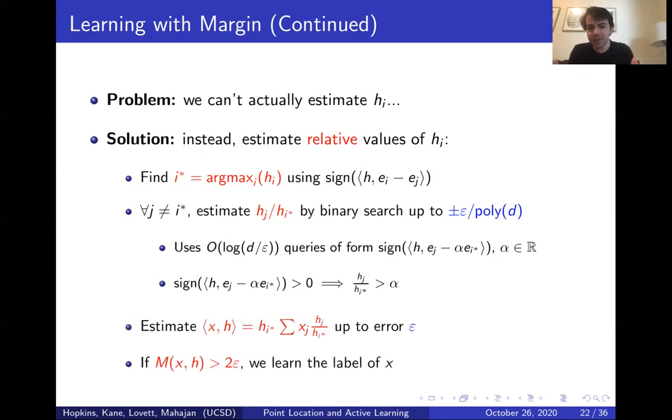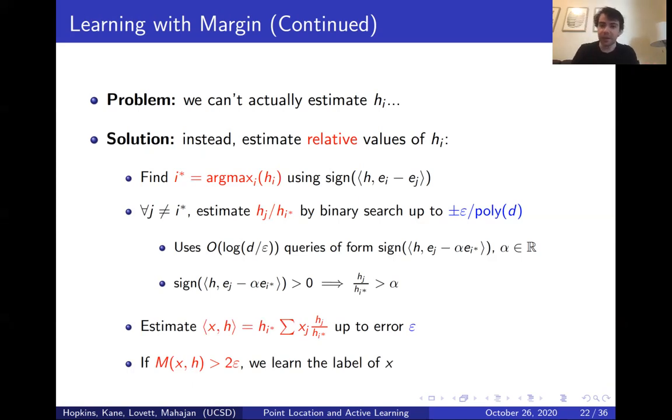I should note that this only takes about log of 1 over whatever accuracy you want. So again, we're only using about log d over epsilon queries to do this. And since you're doing it for d of them, it takes about d log d over epsilon queries. And again, we can estimate the inner product of x and h in the same way, up to error epsilon. And once again, we'll learn all the high margin points. We'll learn everything with margin greater than 2 epsilon.